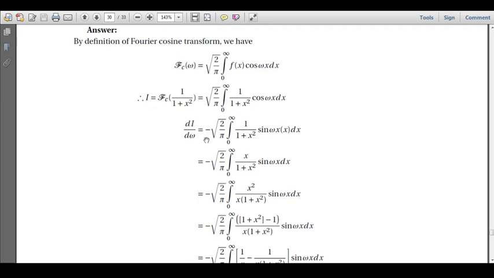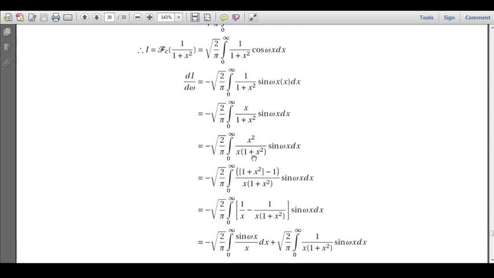So dI by d omega is equal to root of 2 by pi integral 0 to infinity 1 by 1 plus x square into the derivative of cos, which is minus sine. I take minus outside: sine omega x into the derivative of omega x with respect to omega, that is into x dx. I put this x into the numerator of 1 by 1 plus x square. So I got minus root of 2 by pi integral 0 to infinity x by 1 plus x square sine omega x dx.